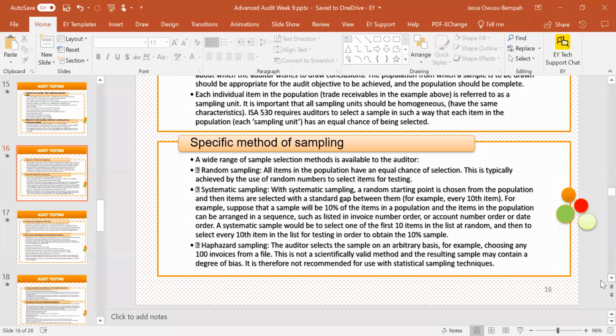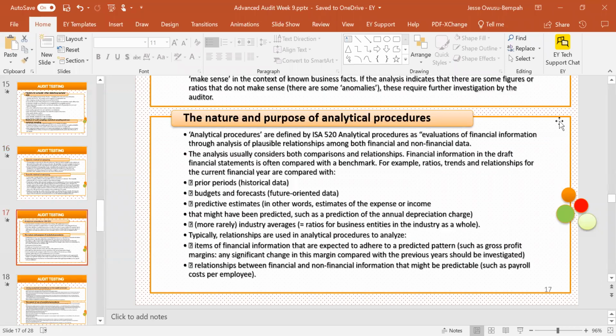Please, do these sampling techniques make sense? Yes, sir. Fantastic. Seems we have a lot of slides left.